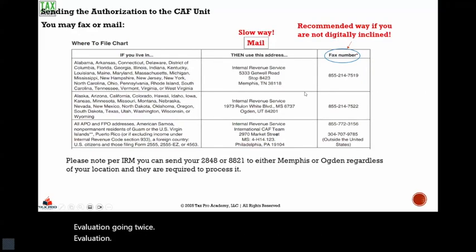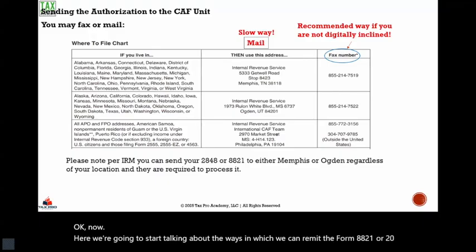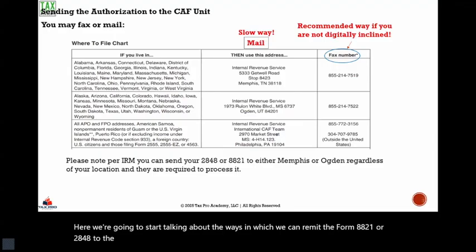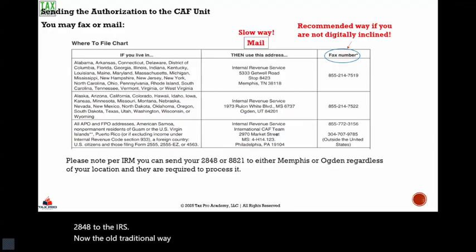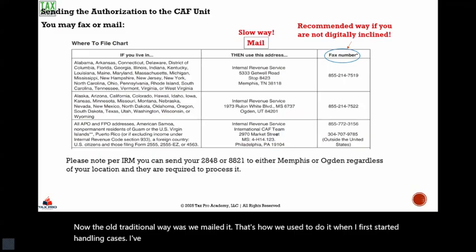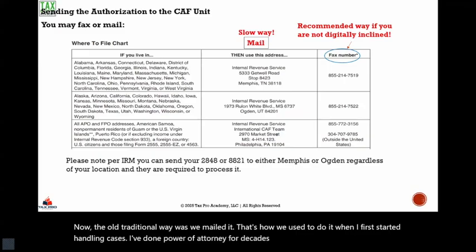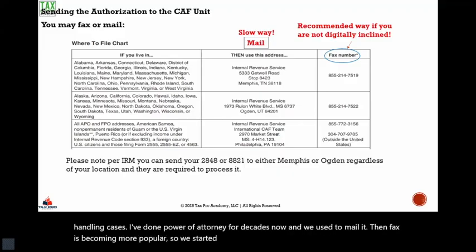Okay. Now, here we're going to start talking about the ways in which we can remit the Form 8821 or 2848 to the IRS. Now, the old traditional way was we mailed it. That's how we used to do it when I first started handling cases. I've done power of attorney for decades now. And we used to mail it. Then fax became more popular, so we started faxing them over.